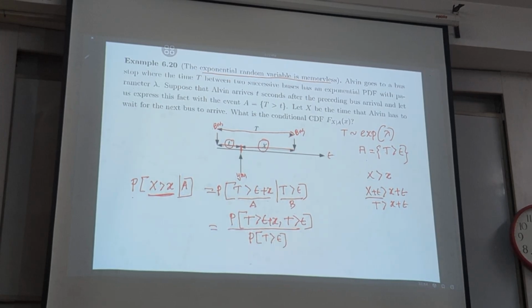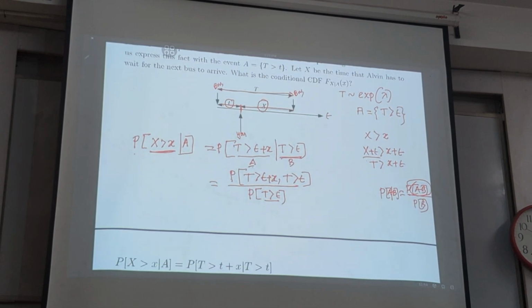Can I write this? Simple formula: the probability of A given B is equal to the joint probability of A and B divided by the probability of B. B is this one and A is this one. So joint probability of AB means probability that T is greater than t and T is greater than t plus x. Now, the joint probability means what? Intersection, right? Joint probability means intersection.